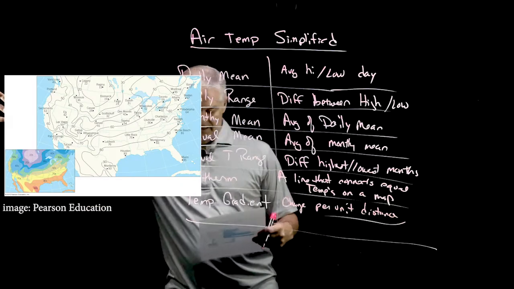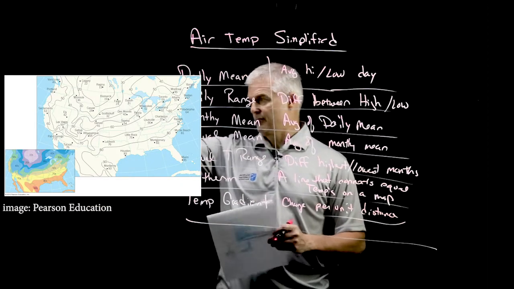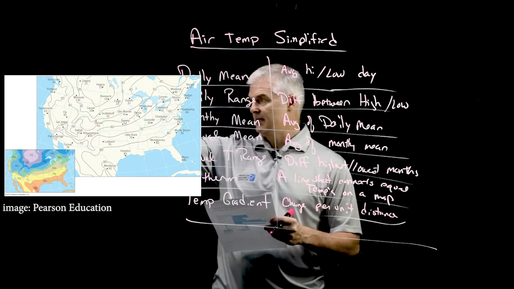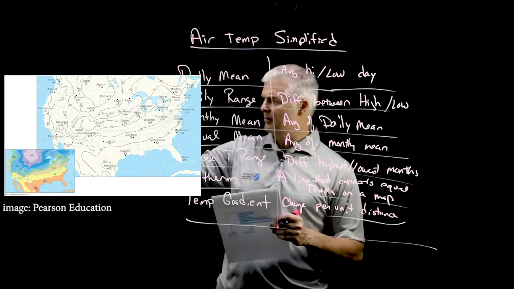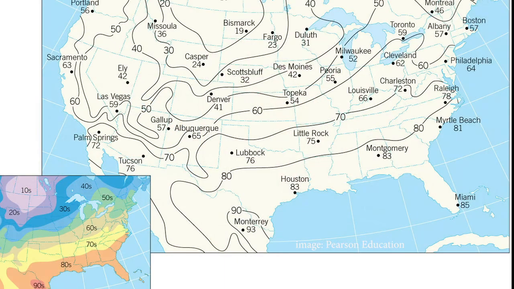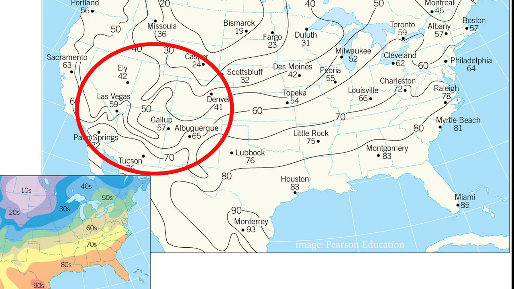Actually, let's take a look. Here is an isotherm graph. And if you look at this, you see the lines, they represent areas of the same temperature. They're not perfect lines in graphs. And you'll notice kind of near Colorado where the lines are closer together, that's where you're going to have a higher temperature gradient.